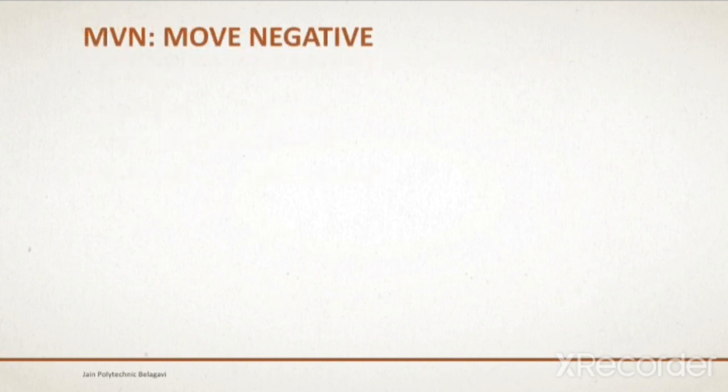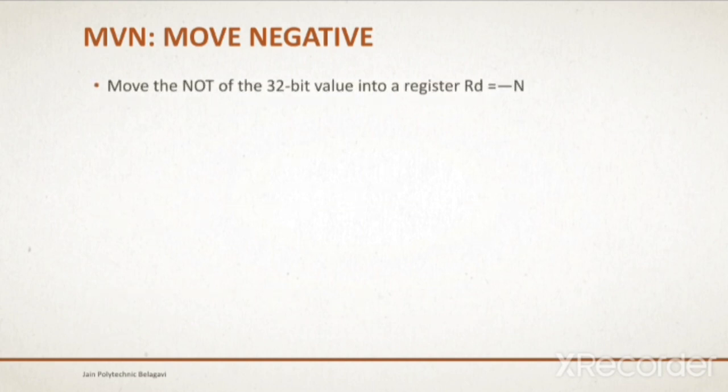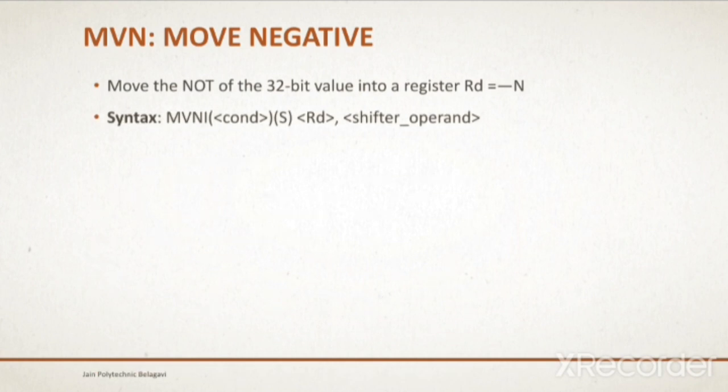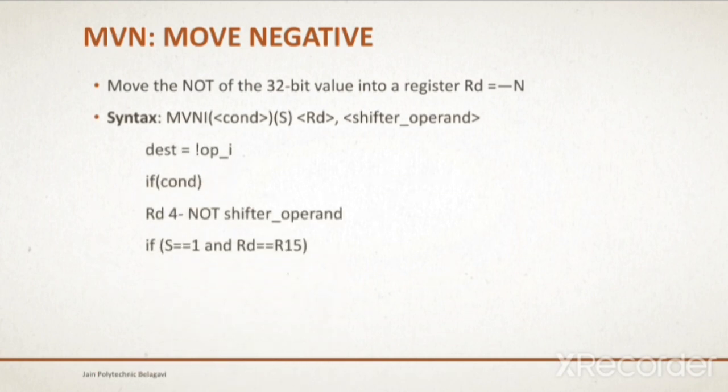The next instruction is MVN, that is move negative. It moves the NOT of a 32-bit value into a register, RD equals minus N. The syntax for move negative is shown.